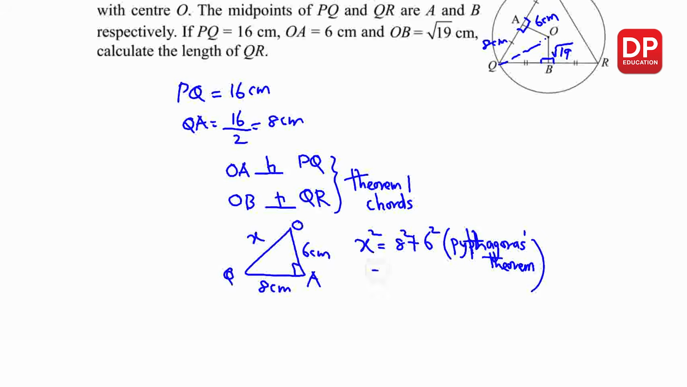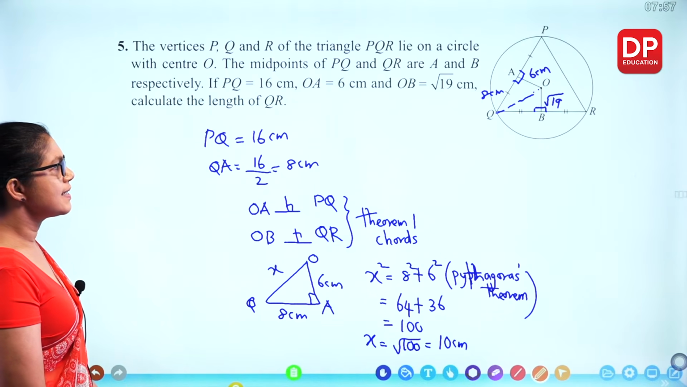So here 8 squared is 64, 6 squared is 36. When you add, you get 100. Square root of 100 is 10 centimeters. So we found OQ is 10 centimeters.